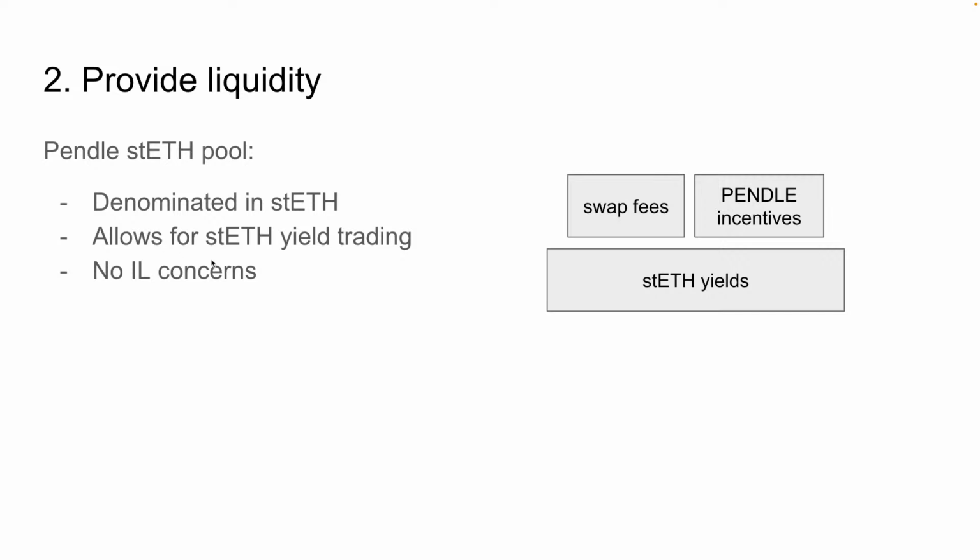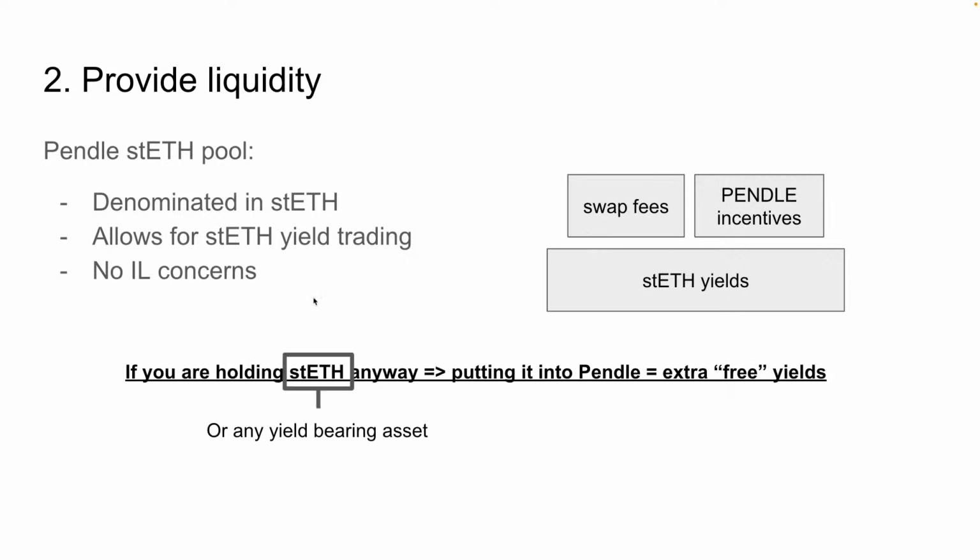But intuitively, by providing liquidity into a Pendle pool, you will still get the base sDE yield, and you also get swap fees and Pendle incentives on top. Therefore, if you are already holding sDE anyway, putting it into Pendle will just give you extra yield, quote unquote free yield. It's not exactly free because there's extra smart contract risk involved. But if you exclude that, putting sDE into Pendle will just give you extra yield on top of the normal sDE yield.